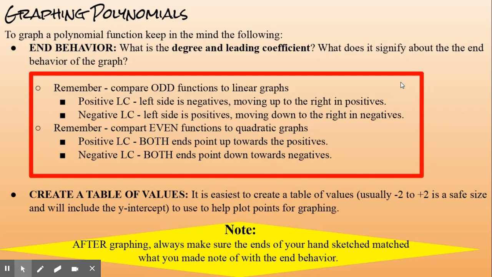Even functions, you're going to compare to quadratics. So if it's positive, both ends will point up towards the positives. And if it's negative, both ends point down towards the negatives. Okay, we learned that back in previous sections.